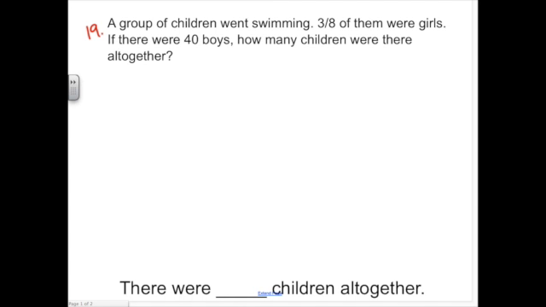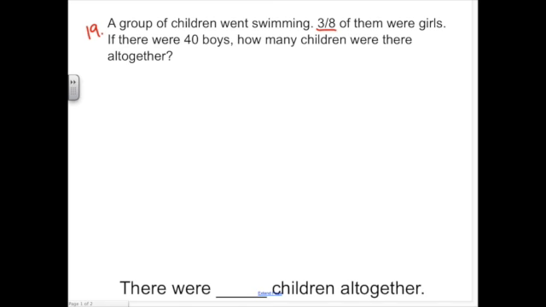You can see that I have my sentence down here at the bottom. There were blank children all together. So I want to know the whole, and this is a part-whole problem. A group of children went swimming. We know that 3/8 of them were girls.